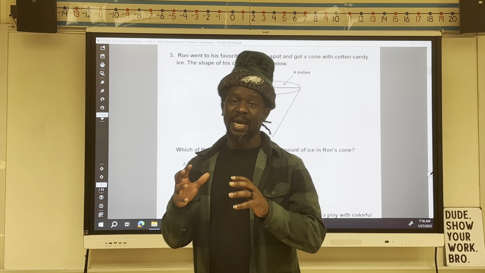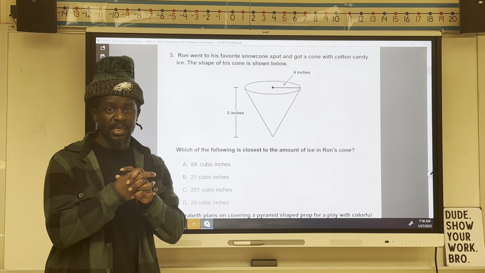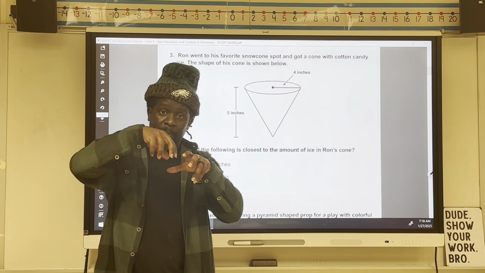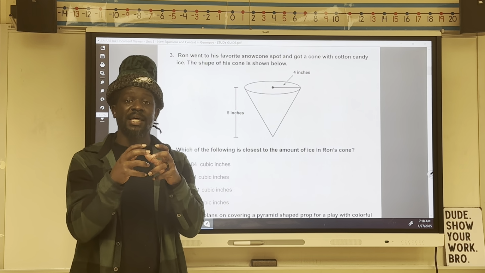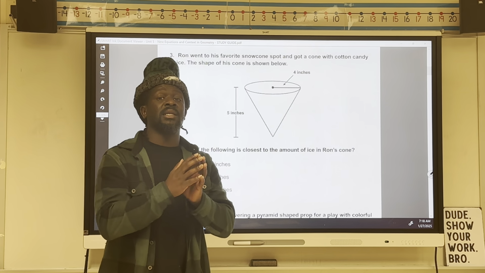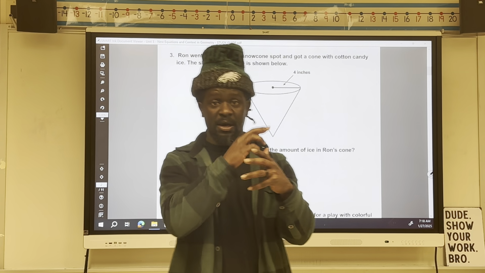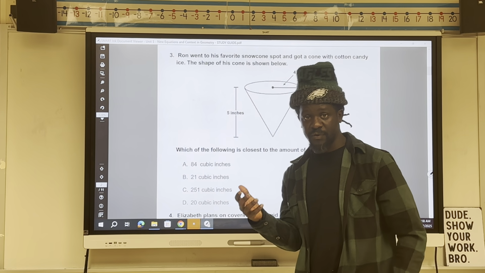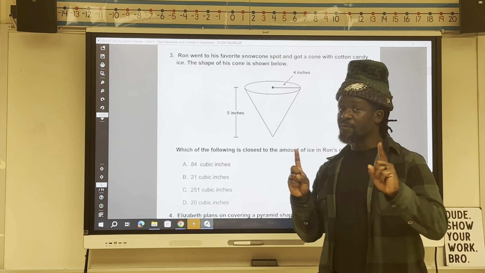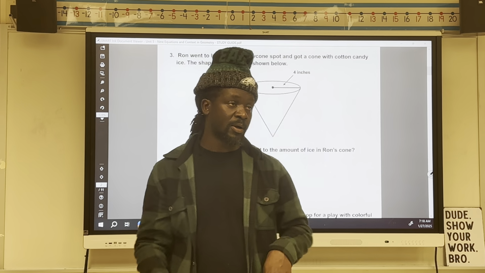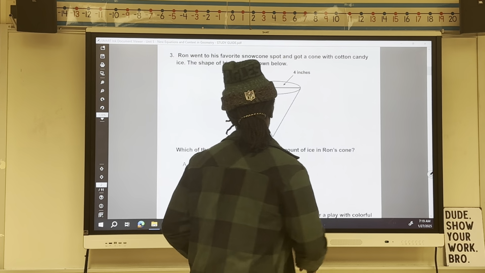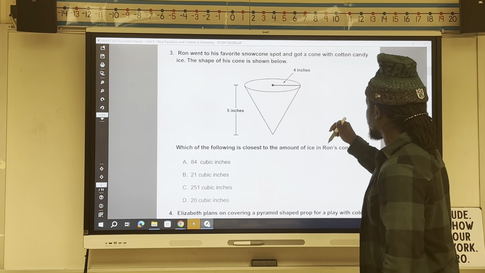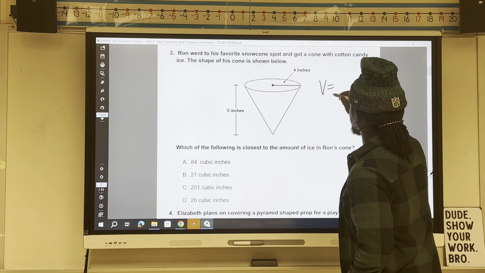What you have to remember is, whenever I'm talking about filling something up, the amount of something in a figure, that is volume. And if I'm talking about the outside covering something up, that is surface area. Those are the two formulas you're going to need to remember. Filling something up, the inside, is volume. So even though this question didn't ask about the volume, that's what I am looking for.